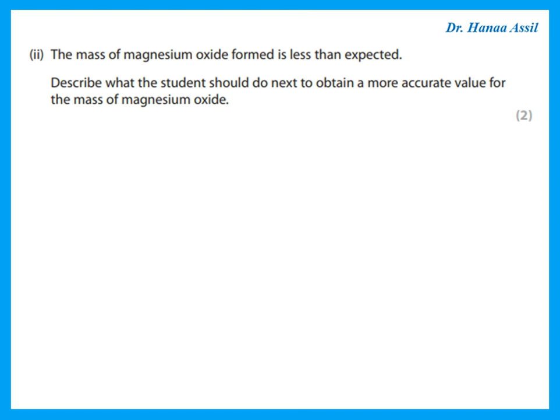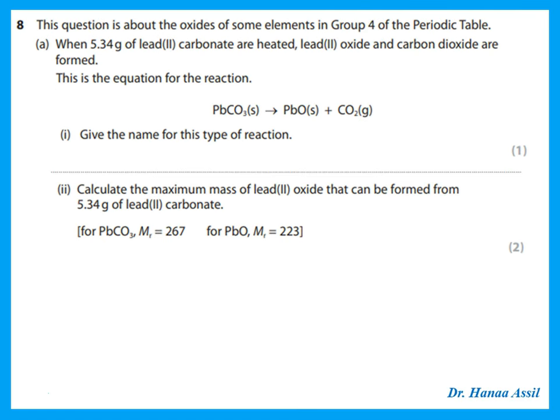The mass of the magnesium oxide formed is less than expected. Describe what the student should do next to obtain a more accurate value for the mass of magnesium oxide. Remember, he did this only once. He heated it, allowed to cool, and then weighed. But actually, what we should do is repeat that several times until the mass does not change. So we have to keep reheating, cool, reweighing until constant mass. So when all the magnesium has reacted, then the mass will not change anymore.